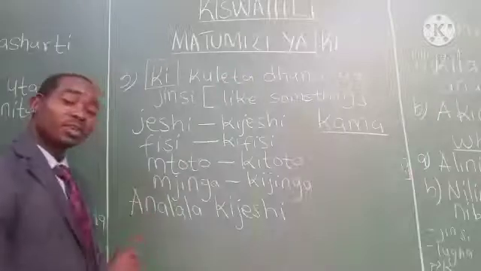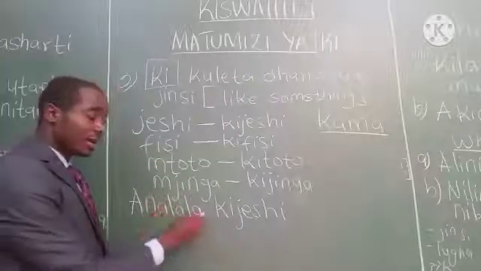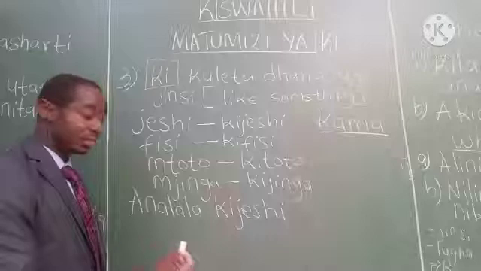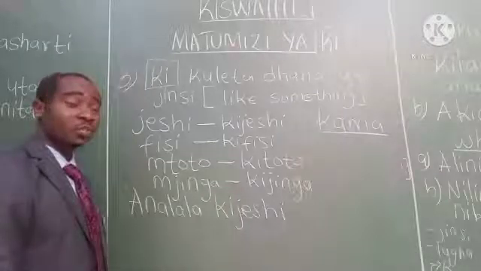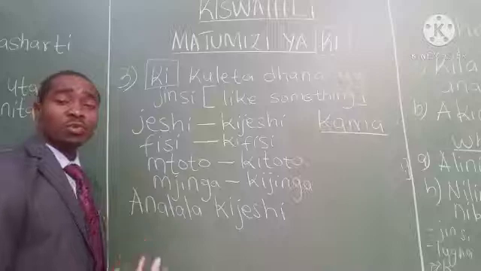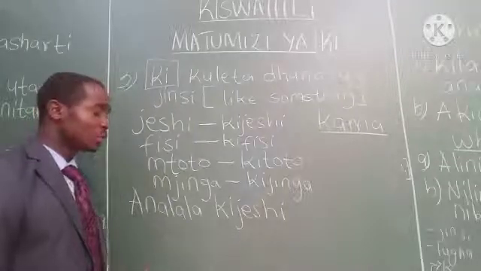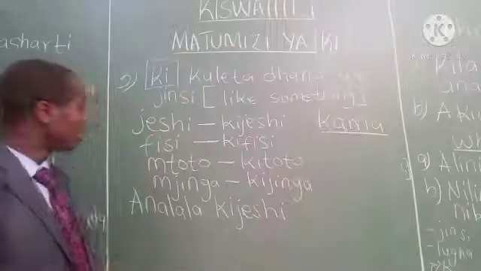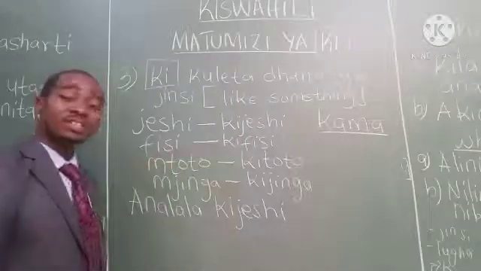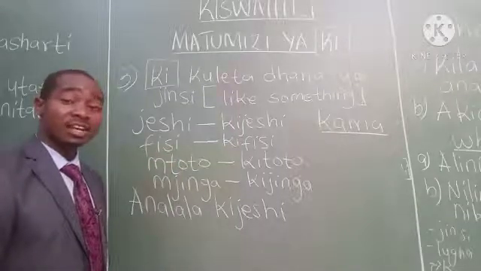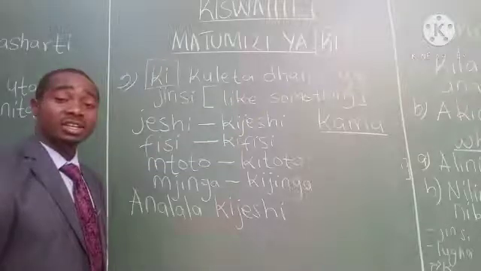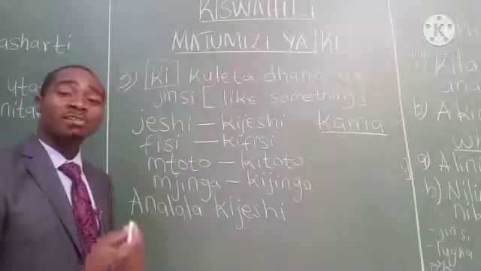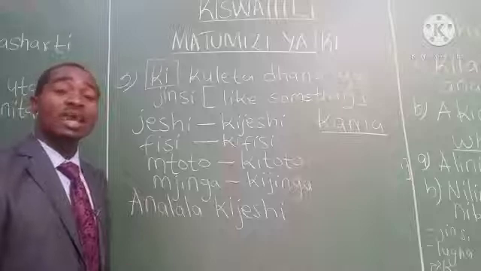Here, to use that kama, you say analala kama jeshi. The words are separate. So instead of, maybe you worry about typing, or you don't want to use a lot of words, just say analala kijeshi. Then fisi, kifisi. You see what fisi does? Fisi is hyena. It is greedy. So you say anakula kama fisi. You don't use kama, just say anakula kifisi.